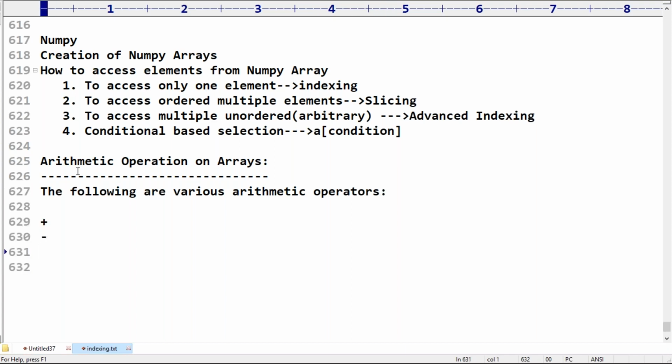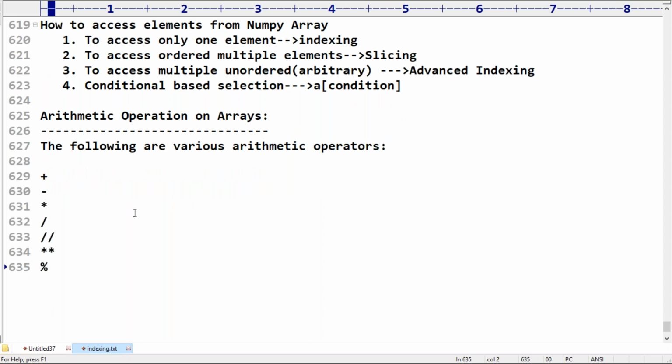Plus, minus, multiplication, division, modulo. Have you remembered these? These are Python arithmetic operators. I'm not sure how many people remembered them. Plus is the addition operation, minus is the subtraction operation, and next is the multiplication operation.